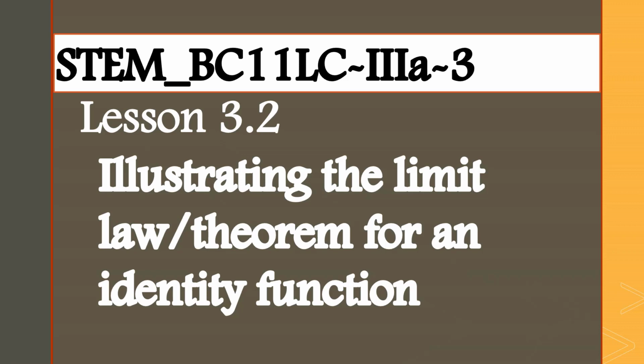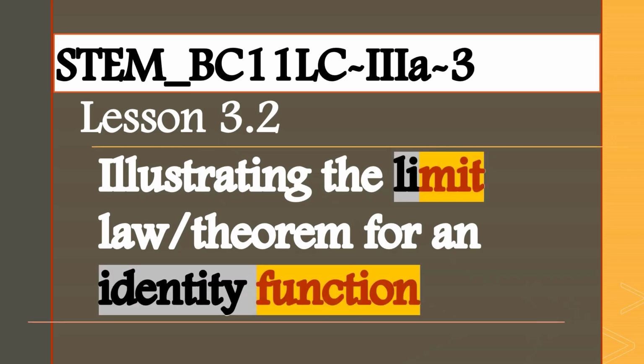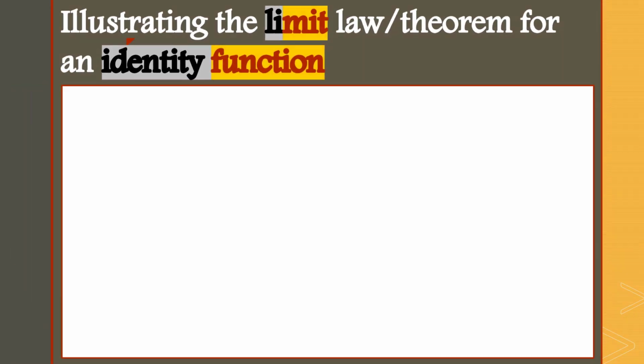The second limit theorem is the limit theorem for an identity function. A function is called an identity function if the result when a certain variable is substituted in the function is the same value as the substituted variable. In general, we have f of x is equal to x, which means whatever you substitute into our function, the result would be the value of the same variable you just substituted.